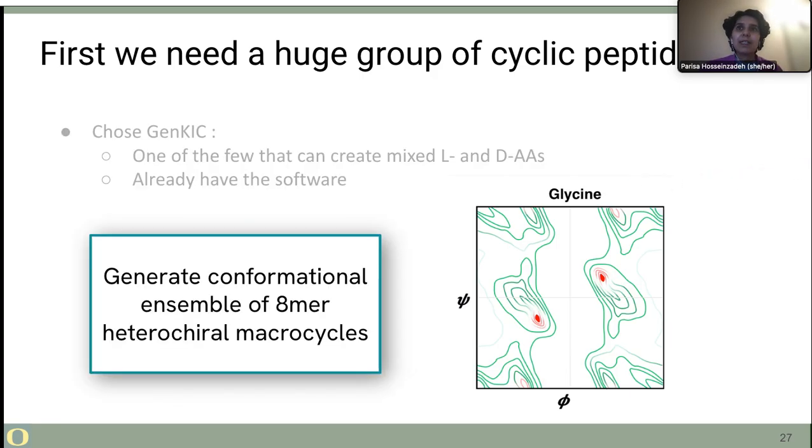So we sampled peptides by using glycine as the amino acid, because glycine is agnostic to L versus D. We generated 50,000 8-mer macrocycles using glycine, and then we explored its Rosetta energy as well as QM energy.